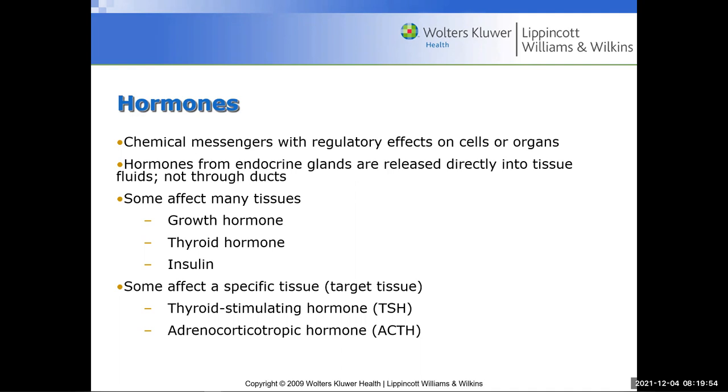So the question is, okay, how is it then that a particular hormone is recognized by the specific group of cells associated with an organ? If you're looking at thyroid, let's say thyroid stimulating hormone.